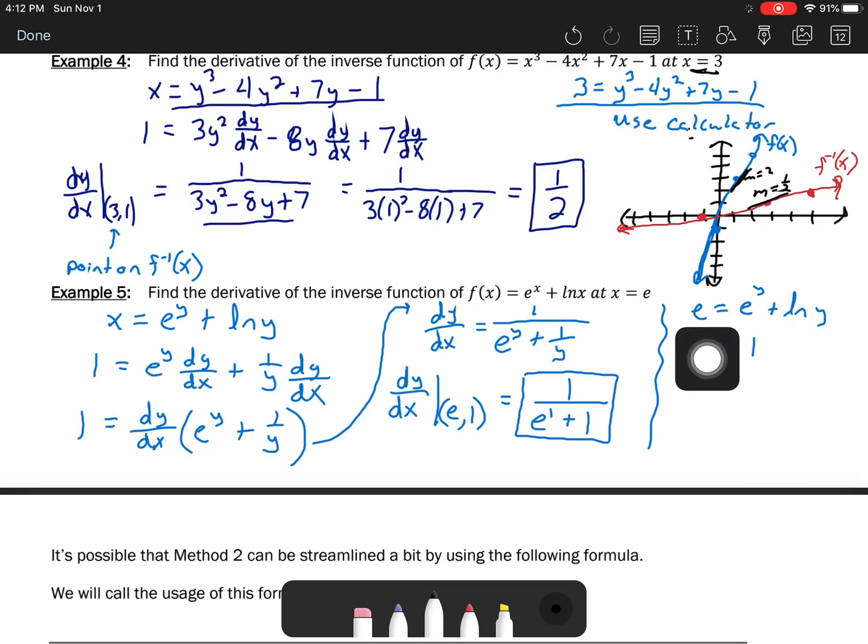Well, here's e to the y. I think I need it to just be e, right? So if I let y equal 1, that's e to the first. And then remember, ln of 1, or any log of 1, is always 0. So the value for y here has to be 1. Okay, so then e, 1 would be the ordered pair there. And so when I plug that in, you have to put a 1 in there, and my answer would just be 1 over e plus 1.